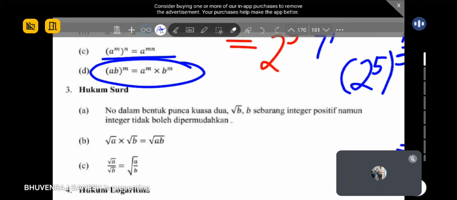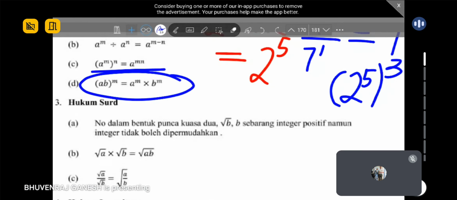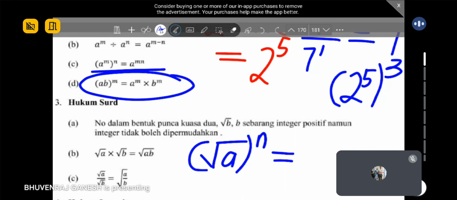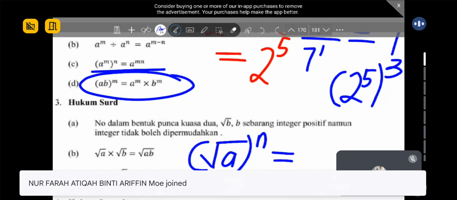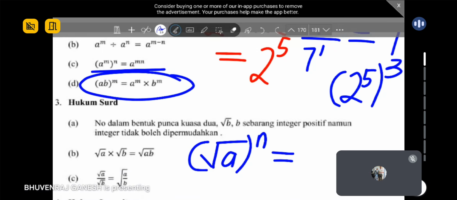For surds, there are very few rules, and some are not given here. I will show you some examples. Guys, may I know how do we write this? Who can tell me the answer? If I have something like this, what is my answer? Now I am relating surds to indices. So what is the answer?